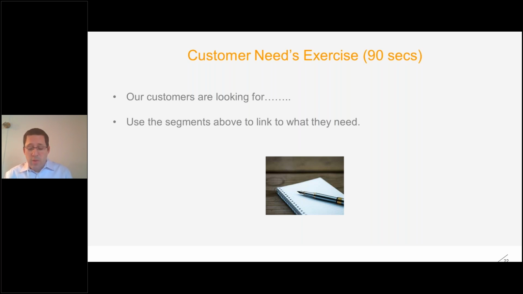Write down what it is. So you could do it by the different customer segments that you drew up, and then start to actually define what that is. I'm going to start the clock, and we've got 90 seconds on this one. If you prefer to message me directly in the time, then that's great, but I'm going to start the clock now.